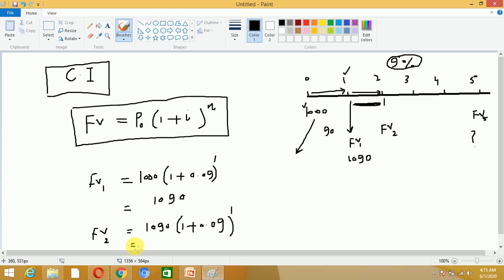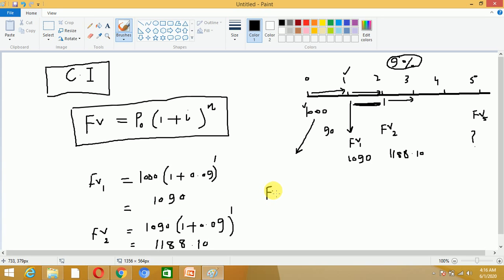1090 multiplied by 1.09, so it will become 1188.10. So this will be the money after 2 years. Now you will calculate from here to here, so again you will do the same thing.